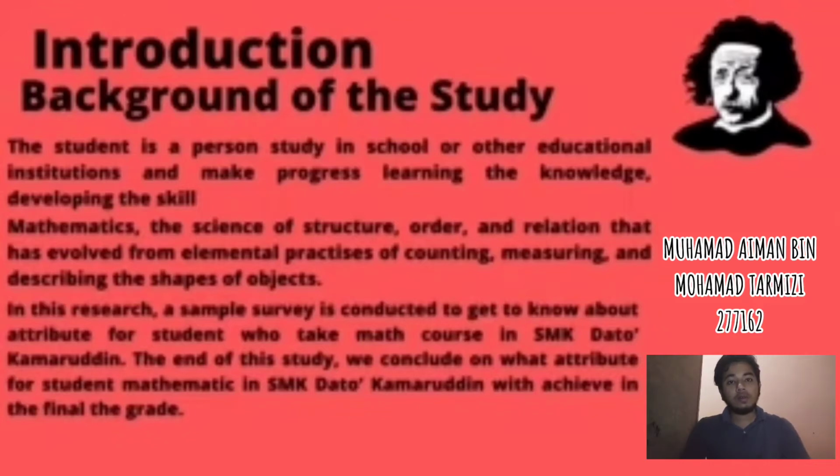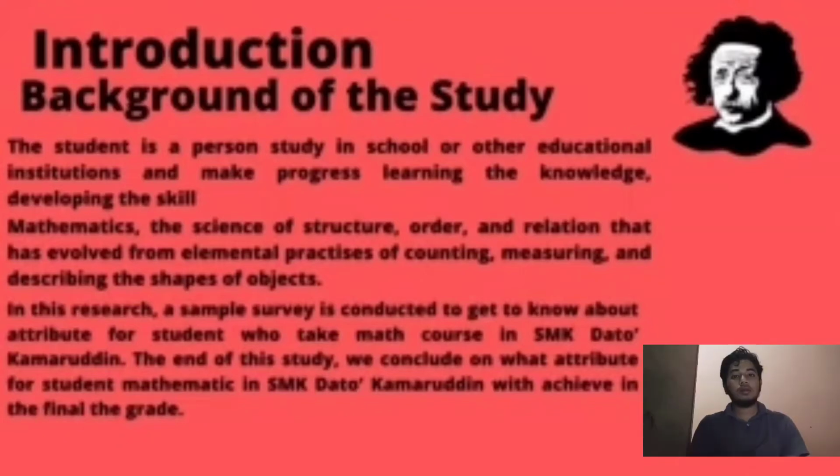The definition of mathematics is the science of structure, order, and direction that evolved from elemental practice of counting, measuring, and describing the shape of objects. For this research, a simple survey is conducted to get to know the attributes of students who take the course, and in the study we conclude which attributes of mathematics students lead to achieving the final grade.